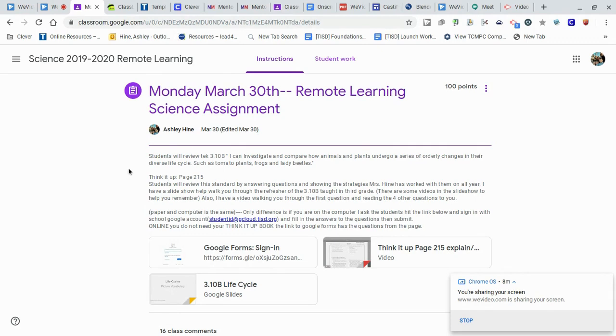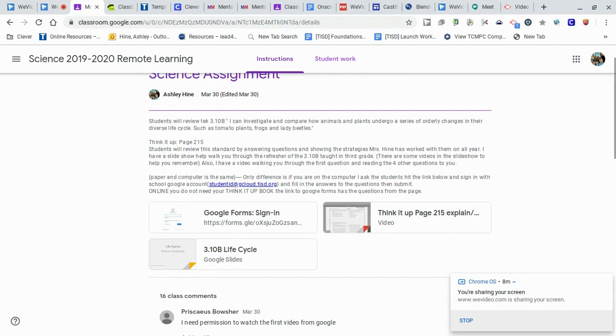And it will give you a detail about what the assignment is. So the assignment for Monday says, students will review the TEAC 3.10b. I can investigate and compare how animals and plants undergo a series of orderly changes in their diverse life cycles, such as a tomato plant, frog, or lady beetle. And so when it says 3 on our TEAC, our students do know this, but parents, please let me explain it to you. 3 means 3rd grade. So if it was 5.10b, it would mean 5th grade, and 10 is just the number of the TEAC, okay? B means a subcategory of it.